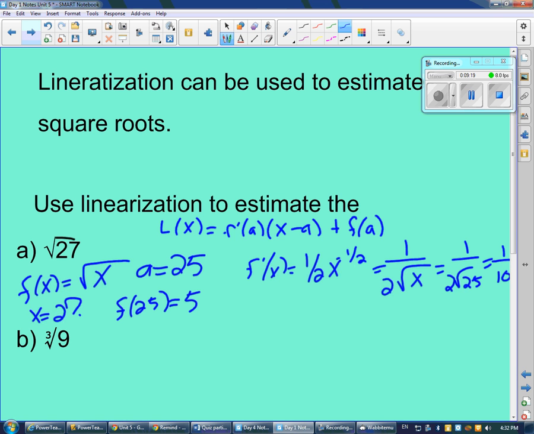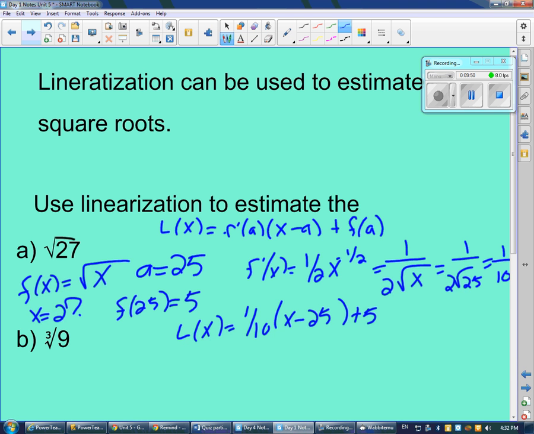So that's the slope. We're going to write the equation then. So it's 1/10 (x minus 25) plus f of 25, which we said was 5. This is the equation of my tangent line. So then if I pick my x, which we already know is 27, if I plug that into this equation, I get an estimate for what the square root of 27 is.